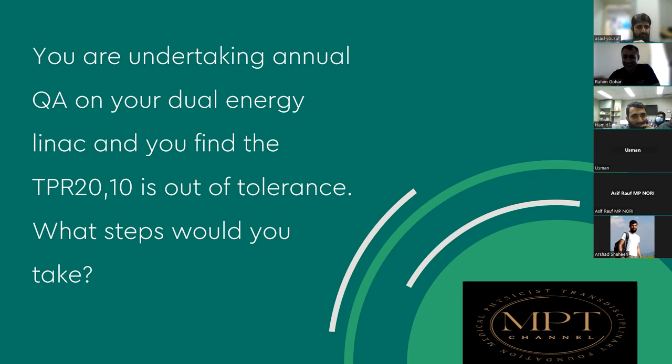Come on, Hamid. What are you thinking about? First of all, we will re-ensure the setup. The correct setup, or in terms of TG-51, the chamber placement at D10, and I think these are some two to three factors that we will check. Asad, do you want to add something? After doing that, which Hamid has said, we can try another chamber as well. If it fails, then of course we will involve the biomedical engineers to adjust the beam quality.